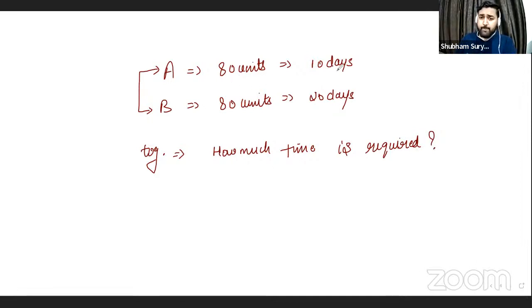Person A does 80 units of work, requires 10 days. Person B does 80 units of work, requires 20 days. If they start working together, how much time is required to complete this 80 units of work?